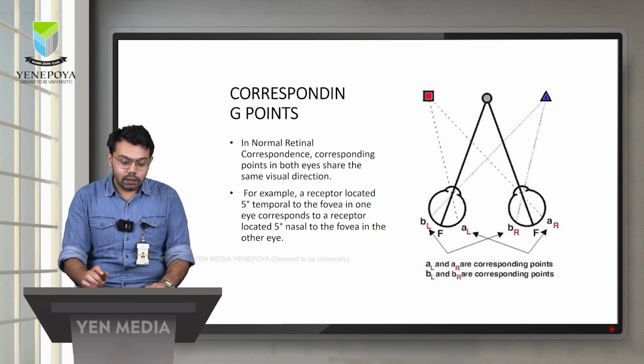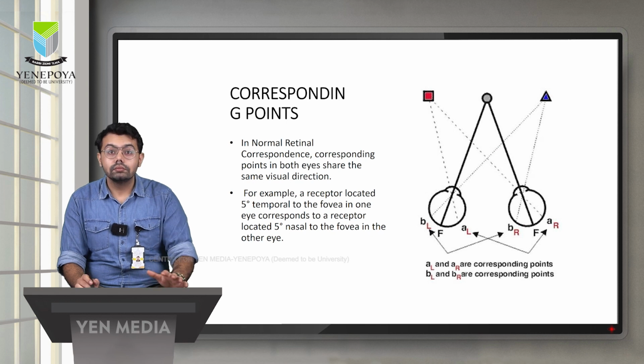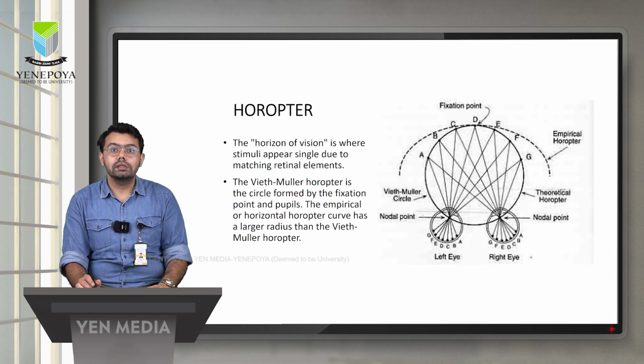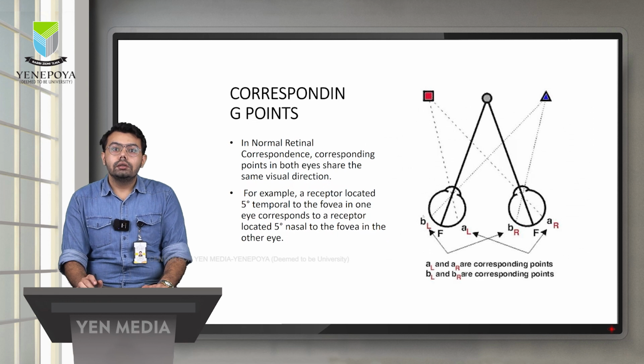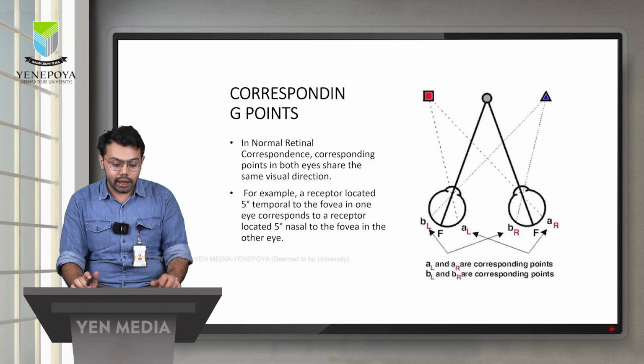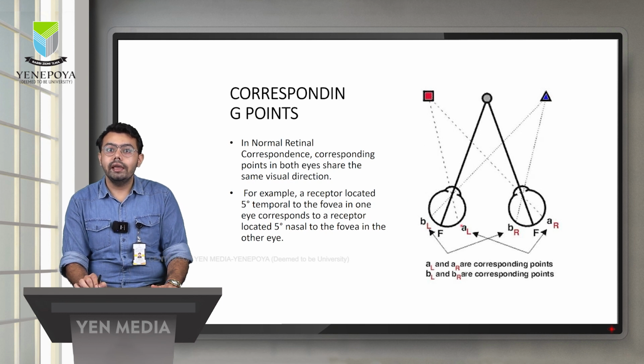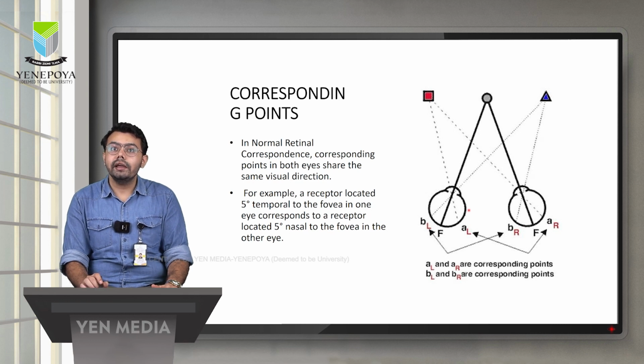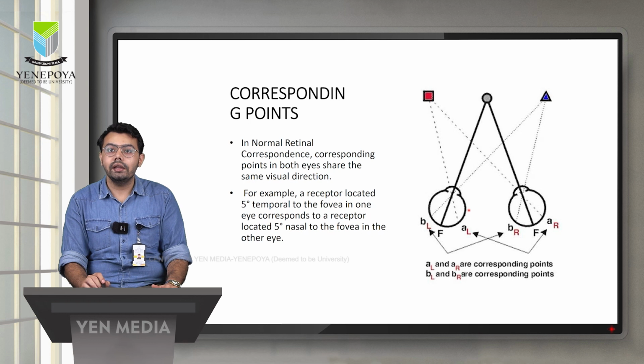Corresponding points. Corresponding points means in the normal retina, the two images will lie on the same points in one eye and in the other eye. For example, we'll see that the red box is falling on AL in the left eye and AR in the right eye. The triangle is falling on BL in the left eye and BR in the right eye. So AL and AR are the corresponding points for the red box, and BL and BR are the corresponding points for the triangle.